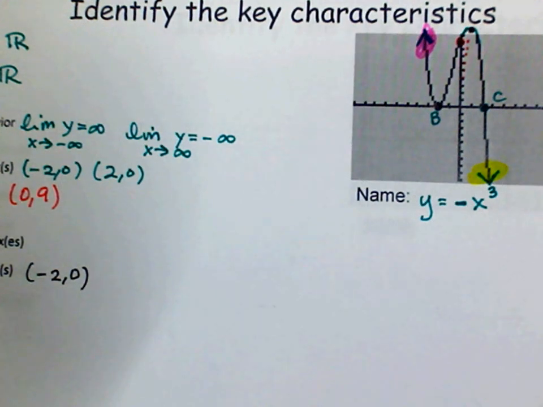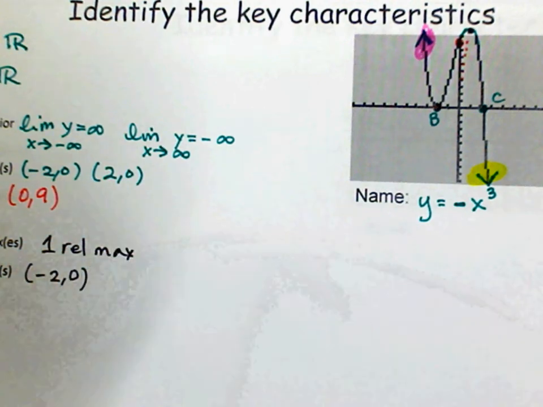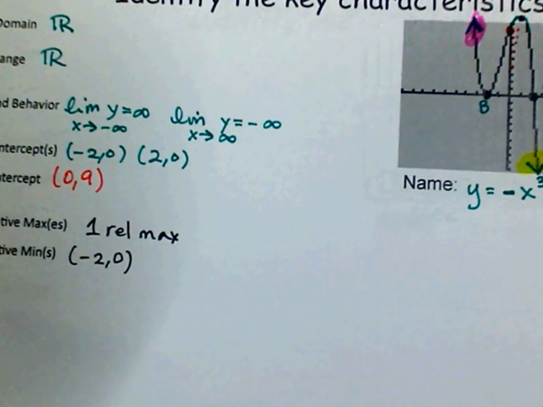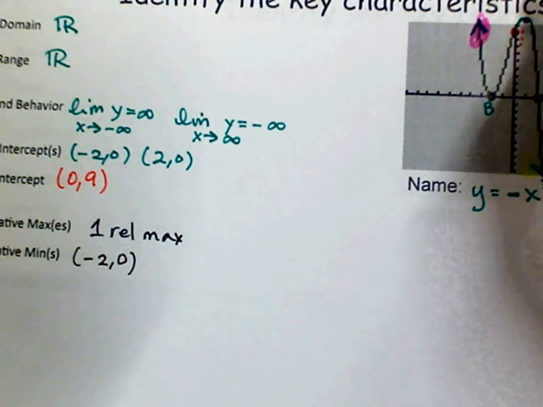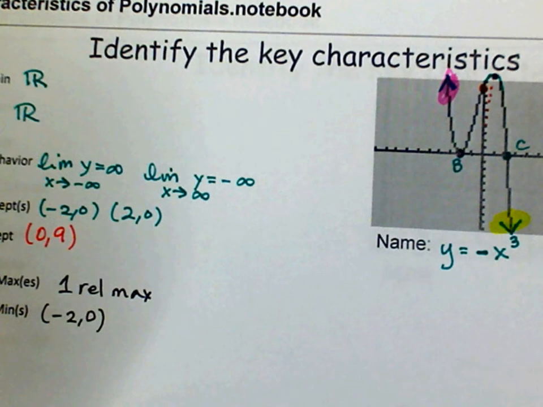Now let's talk a little bit about relative max. Is there a relative max up here somewhere? Yes. Do you know exactly what it is? No. I can't tell from this graph, right? Do you have an equation to tell you what it is? No. Just say there's one relative max, but you don't know what it is. Because I don't have a function to tell me what it is.